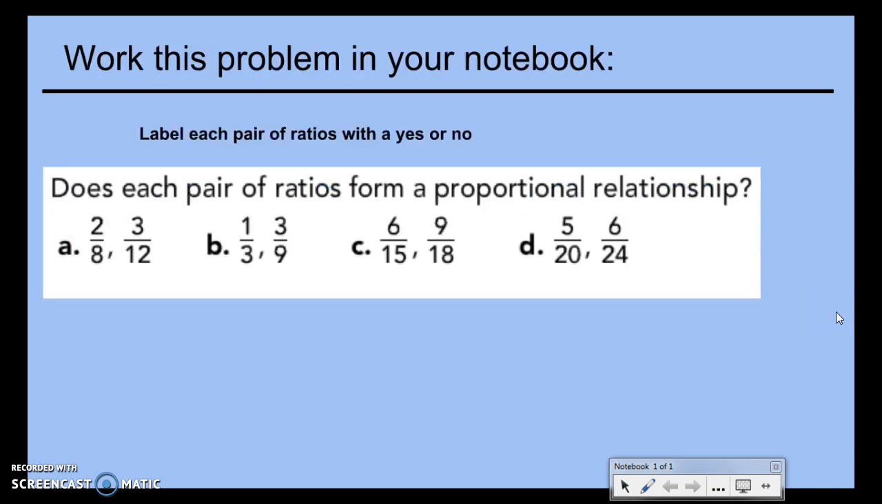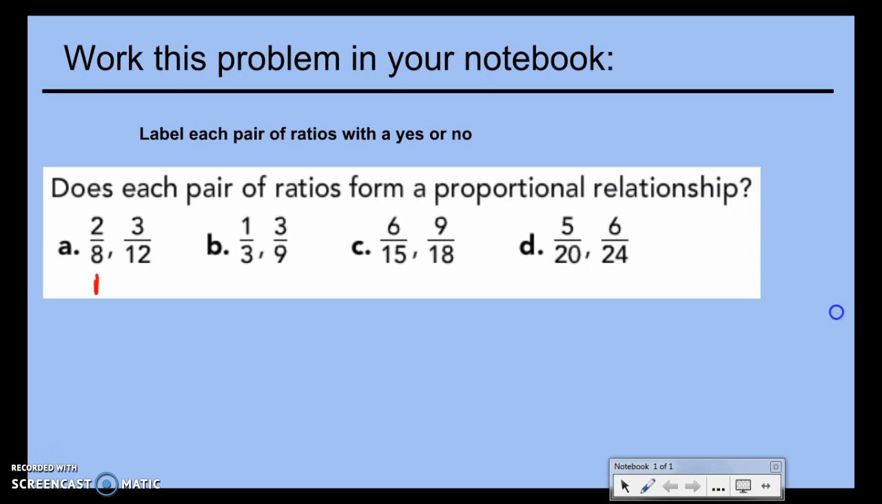Work this problem in your notebook. Label each pair of ratios with yes or no. Now guys, when you see something like this, it says label yes or no, you gotta prove how you know. Y'all gotta stop just writing answers or circling random answers. This is math. You have to prove it. Okay, you have to know Miss Kennedy doesn't believe anything you say. Alright? So what you have to do is look at your first fraction of your set.